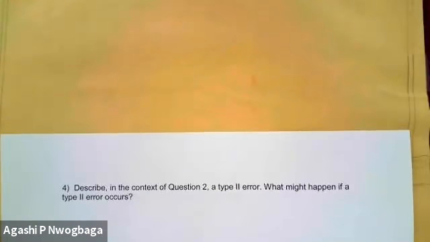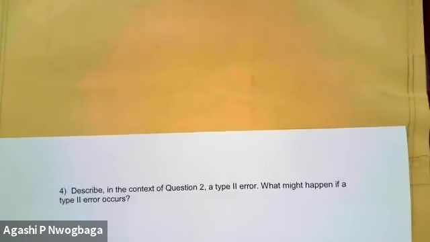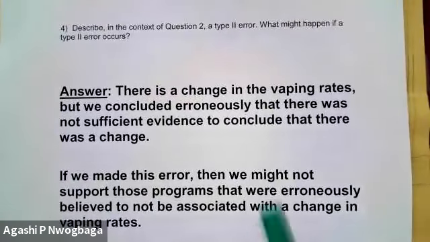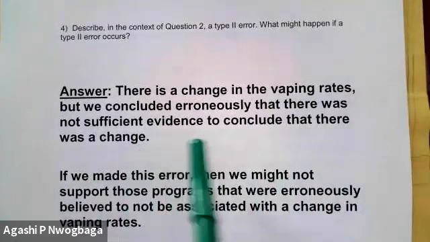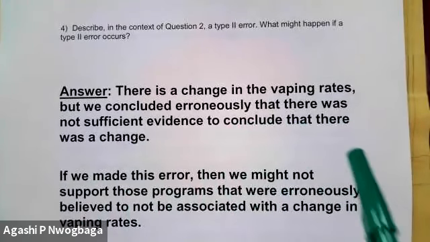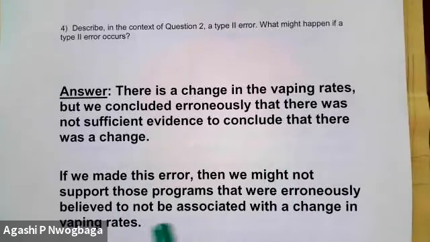Similarly, describe in context of question 2 a type 2 error and what might happen if a type 2 error occurs. There is a change in the vaping rate, but we concluded erroneously that there was not sufficient evidence to conclude that there was a change. If we made this error, then we might not support those programs that were erroneously believed to not be associated with a change in the vaping rates.